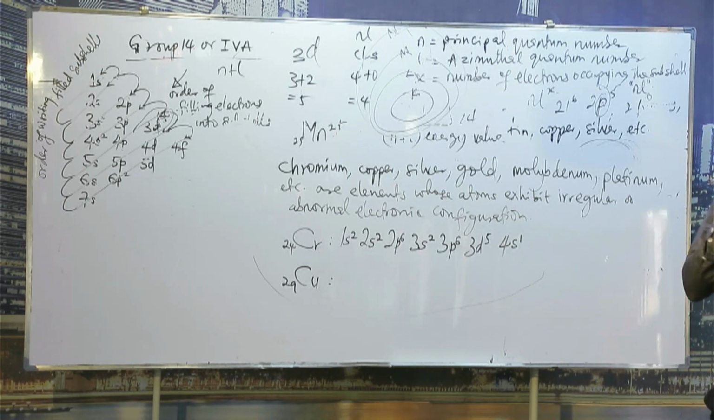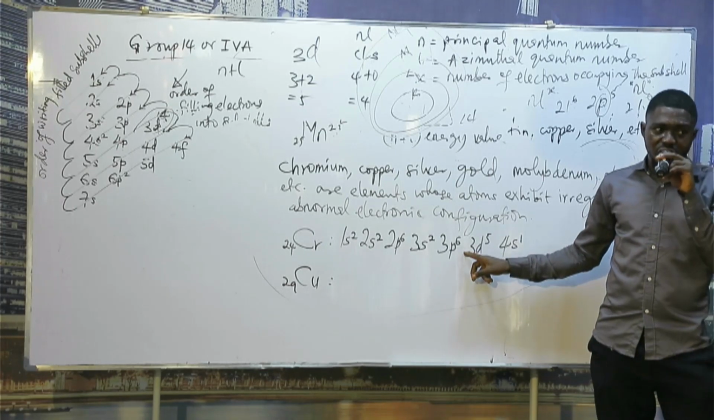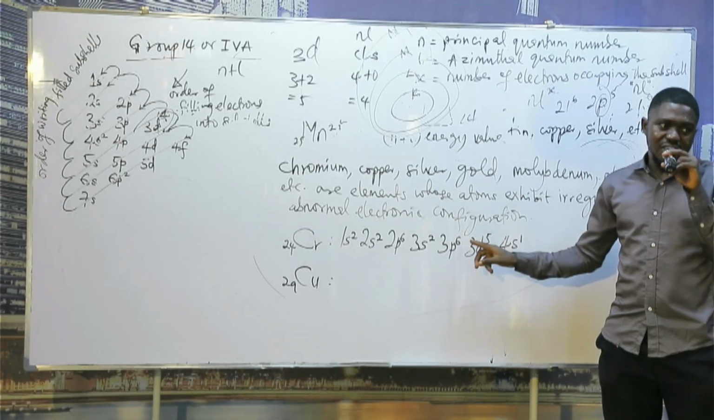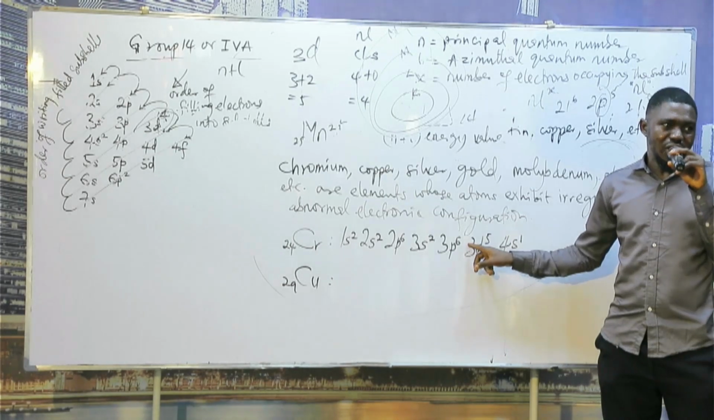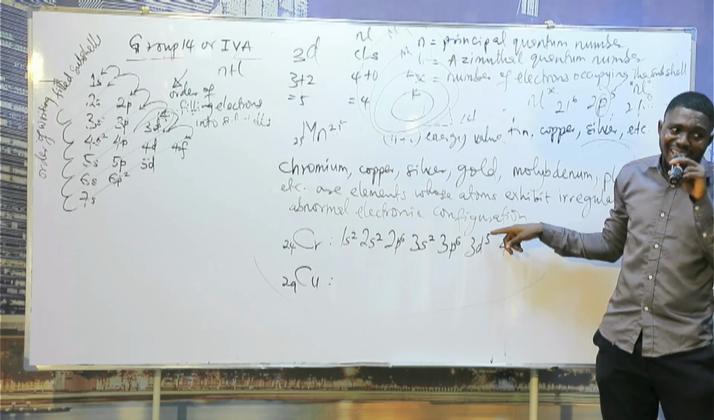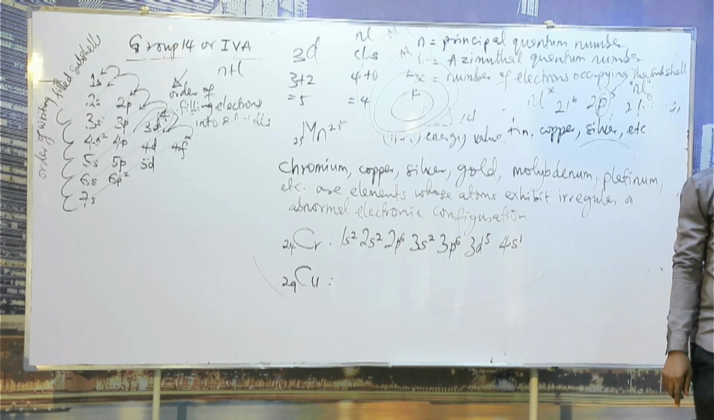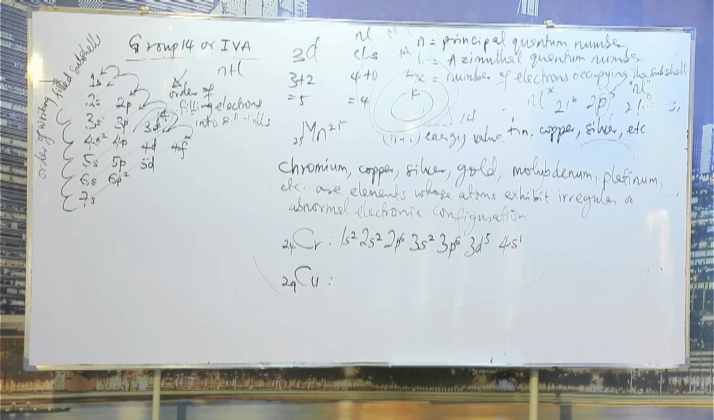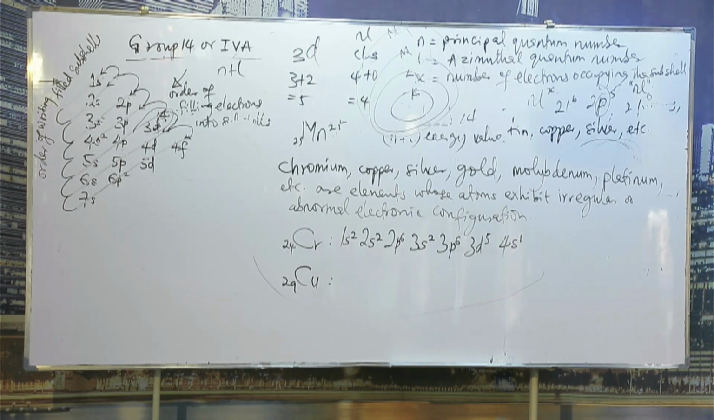Is it 3d10 and 4s1? You are very correct. When the element has 10 electrons on the d, it is non-transitional. Say non-transitional. So is copper transitional or non-transitional? Copper is non-transitional. By definition, it is.